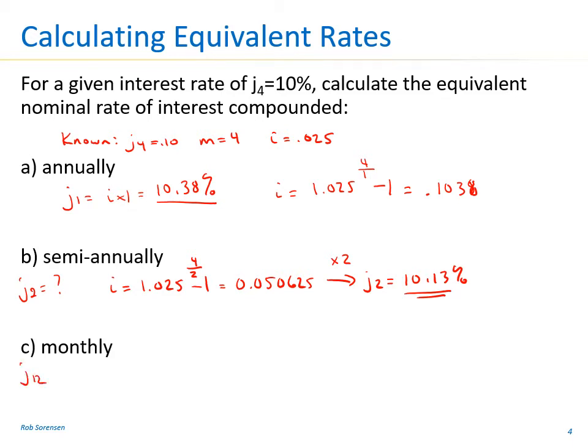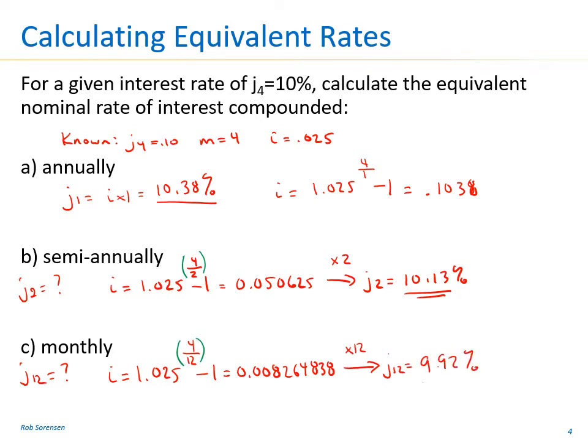Monthly, in this case I want a J12, so I'm going to work out i and then multiply whatever I get by 12. Going from quarterly to monthly, subtract 1. Now, like always, if you're having trouble with these exponents, just throw some brackets around them when you put them in your calculator, and that'll help make sure they work out okay for you. I'll go ahead and plug that in there, and I get 0.008264838. I want to convert that to a J12, so I'll multiply that by 12, and I get 9.92%.